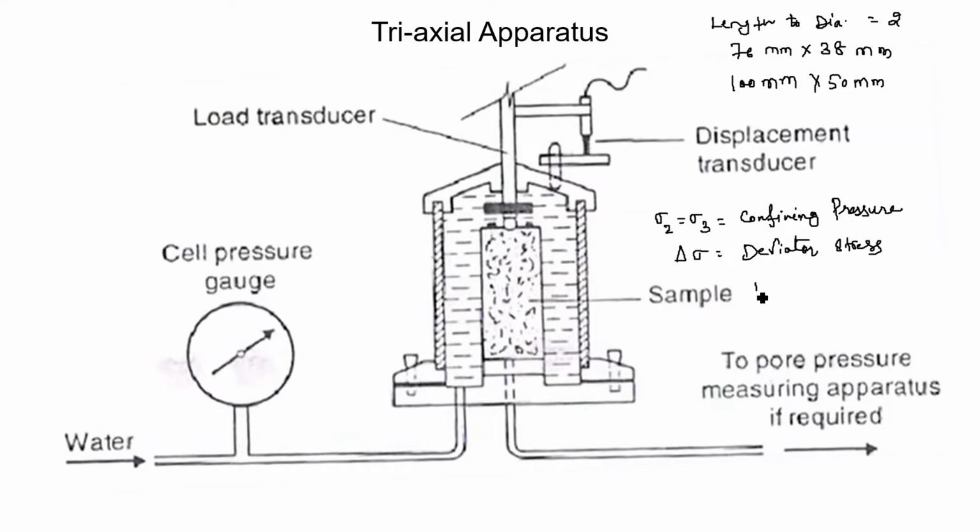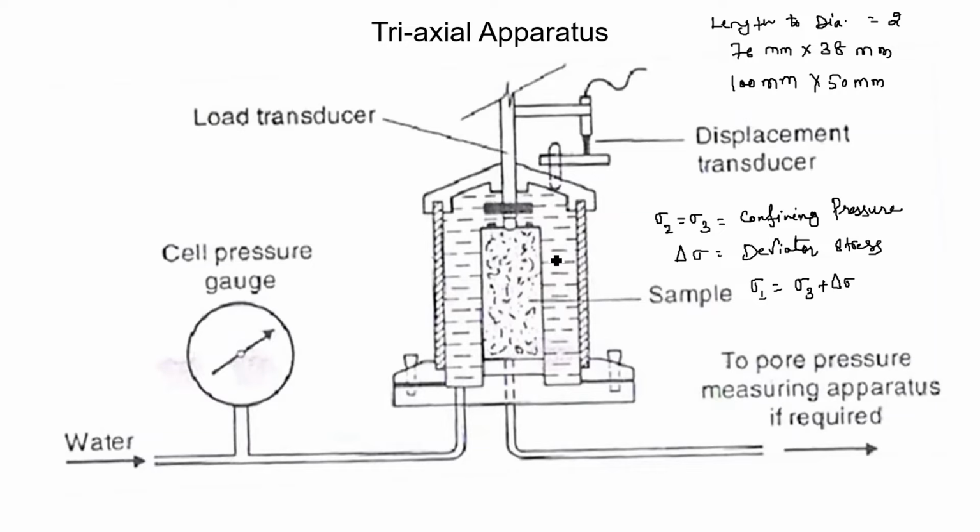So, we can find the major principal stress as sigma 3 plus delta sigma. These are the stresses at failure. So, this soil sample is given 3 major principal stresses, sigma 1, sigma 2 and sigma 3, where sigma 2 and sigma 3 are similar, which are called confining pressure.